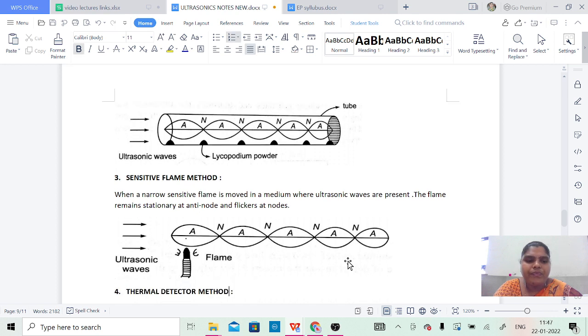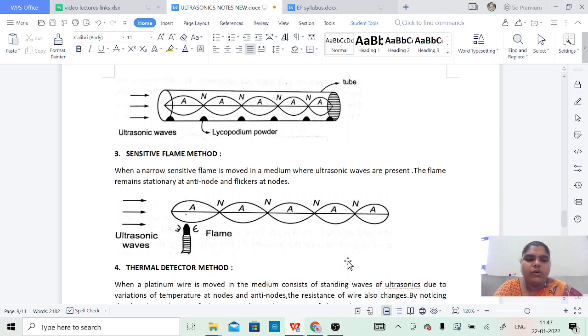And next, what is the sensitive flame method? When a narrow sensitive flame is moved in a medium where ultrasonic waves are present, the flame remains stationary at antinodes and flickers at nodes. So this is a simple test for ultrasonic waves. If there are any waves, we will test like this by using the sensitive flame method.